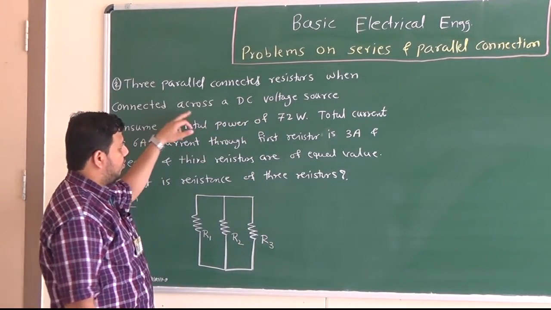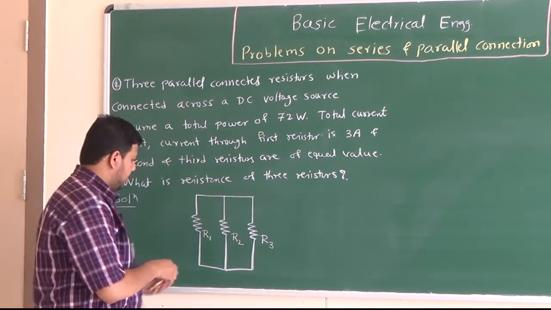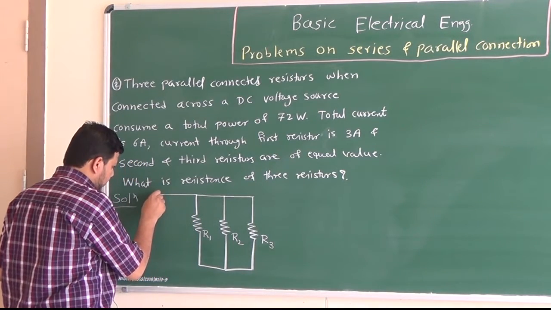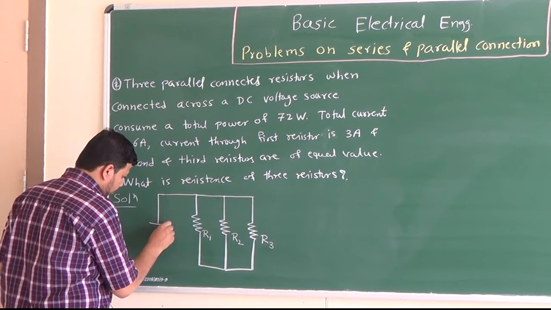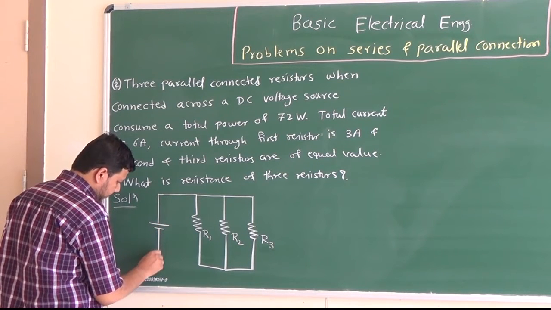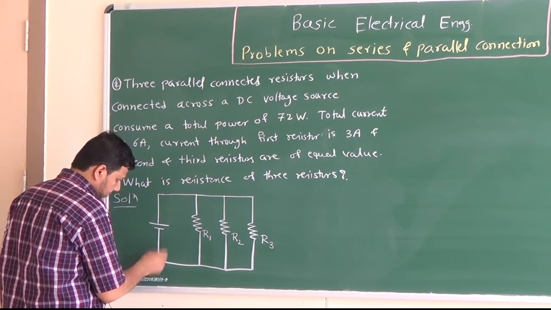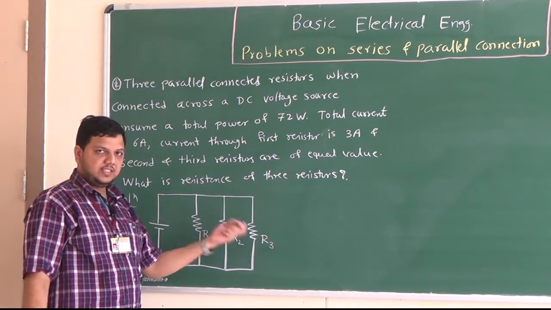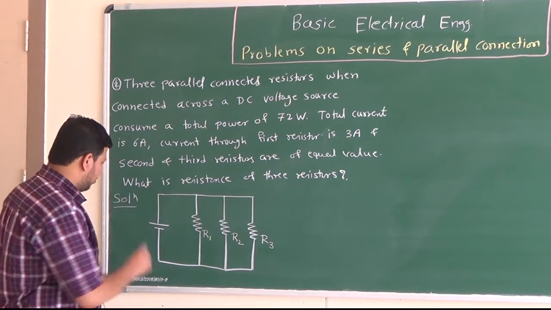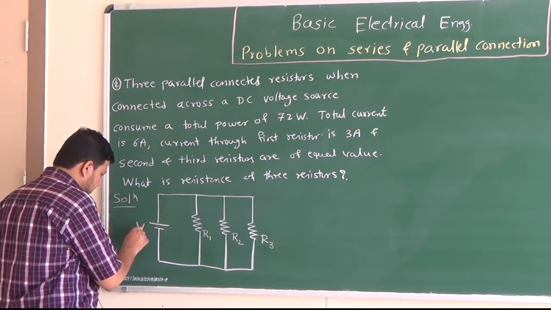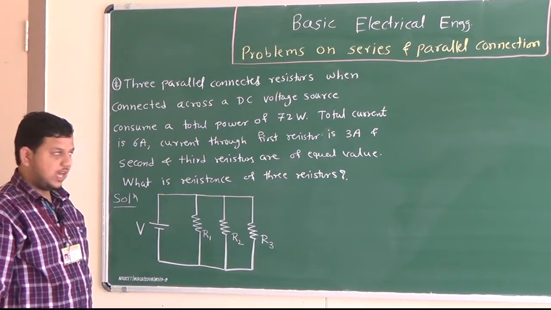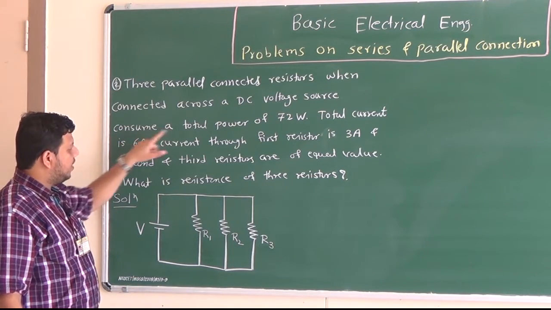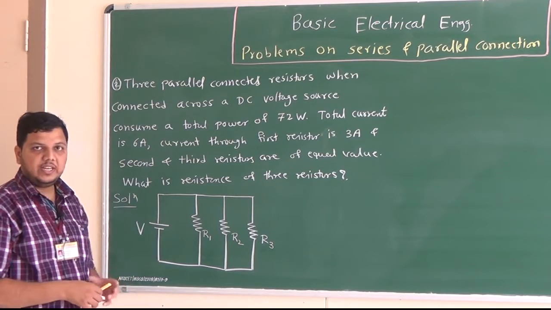When connected across a DC voltage source, meaning across this parallel combination there is a voltage source which is of DC nature. So this is our circuit diagram. So three parallel connected resistors connected across a DC voltage source. Now let us call this DC voltage source as V. Now what they have mentioned, they consume a total power of 72 watt.